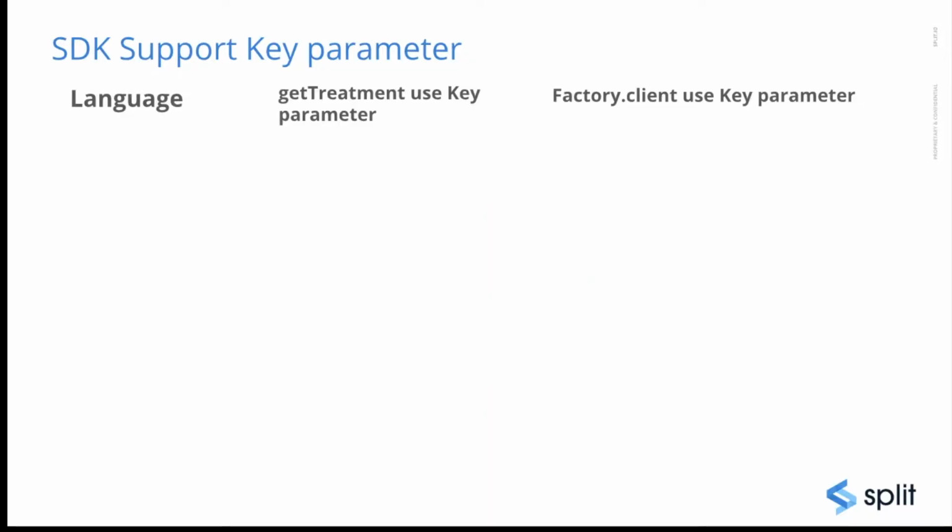So how do we pass the key in the SDK? There are a few ways depending on the language used. The Android and iOS SDK libraries do not have the key as a parameter in the getTreatment call, nor do they have the key as a parameter in the factory.client call. They usually pass the key in the factory call. And we'll see how we can use multiple keys with Android and iOS.